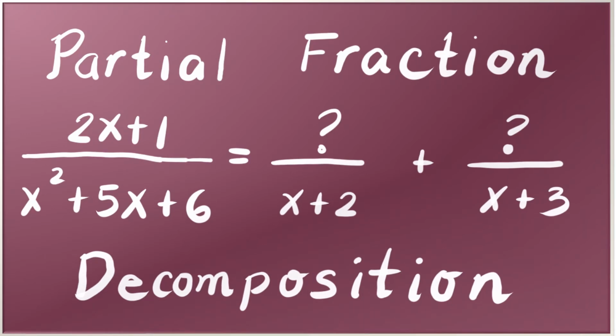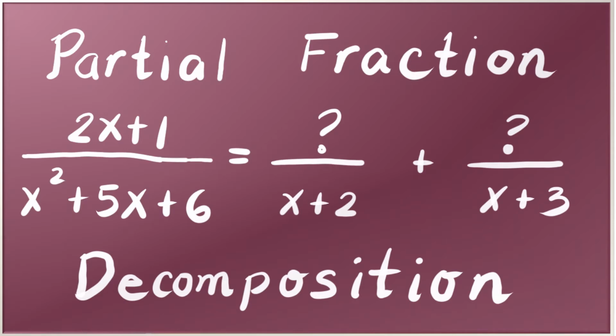All right, so today I'm going to show you how to do partial fraction decomposition. And the idea here is, given this condensed rational expression, the goal is to decompose or break it down into two partial fractions. So that condensed rational expression, 2x plus 1 over x squared plus 5x plus 6, you want to express that into, here you have two partial fractions or two simple partial fractions.